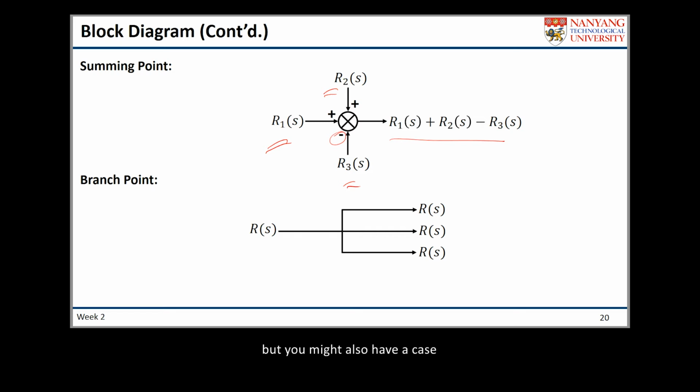But you might also have a case where you have a complex system, and the output of one of the subsystems in this complex system is branched out to three different other subsystems. So you might also have a branch point like this. You will see a few more examples of this in application.